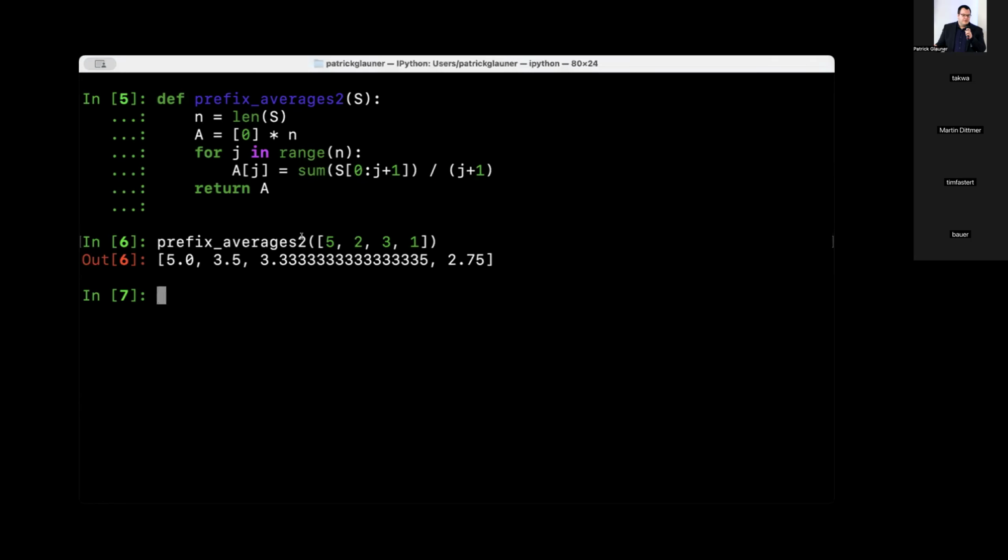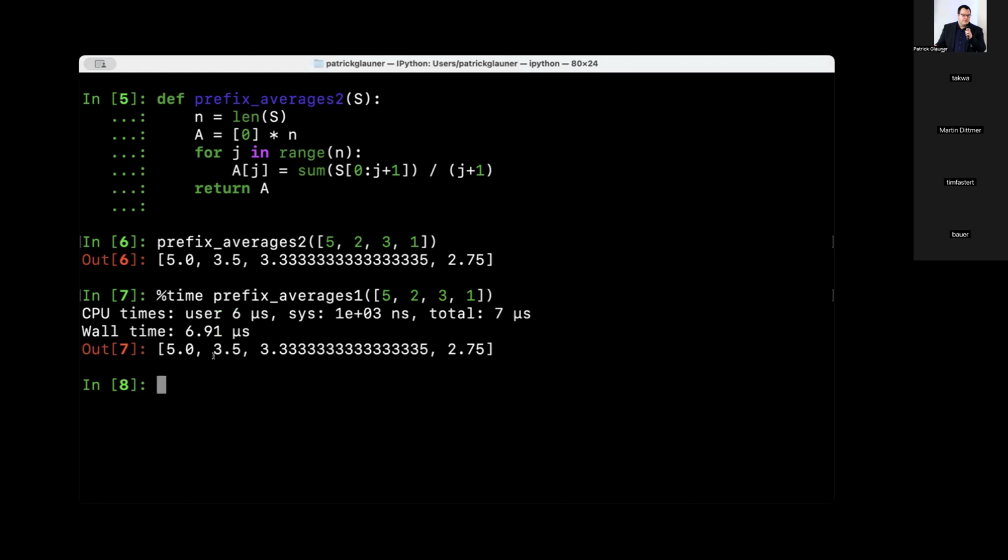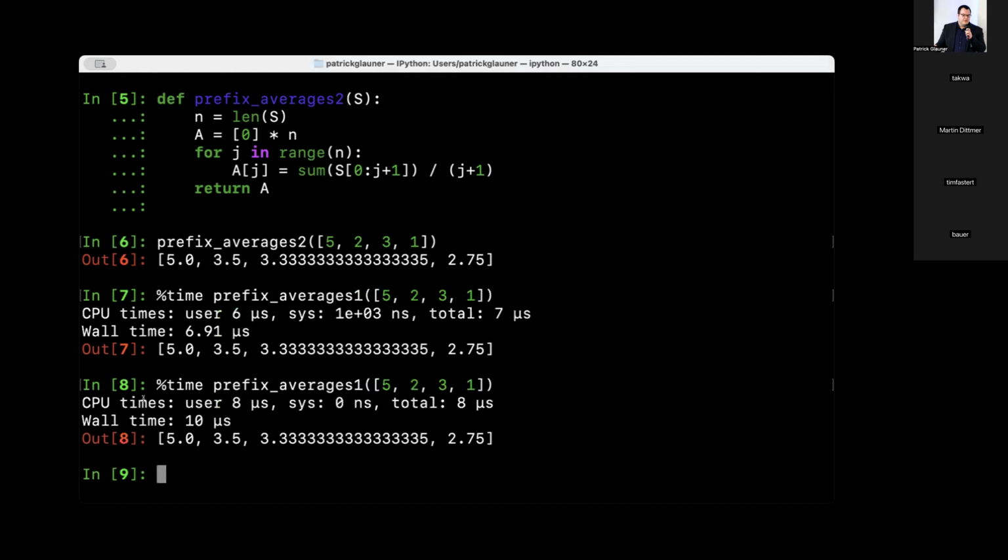We will test this now. What we can do is, in IPython, you can run the so-called %time. It runs this and tells us how long it took. So this took 6.91 microseconds. But now if I run it again for prefix averages 1, we see it takes 10 microseconds, because of the operating system, other work, and so forth.